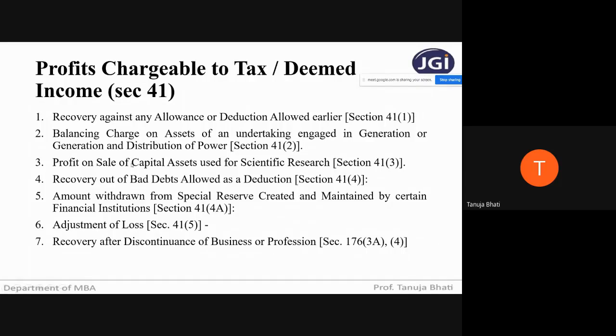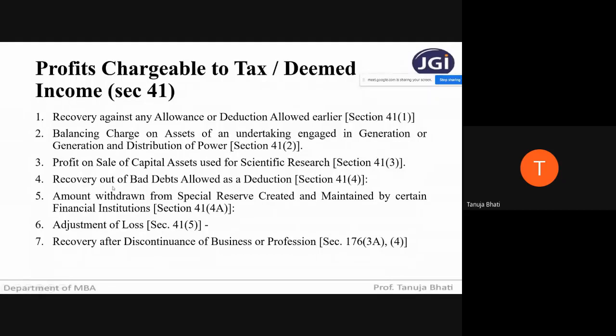Next, profit on sale of a capital asset used for scientific research. Suppose any capital asset which is used for scientific research is sold, but it should be used only for scientific research and not any other purposes, then whatever sale value you are getting, if it is exceeding the amount of expenditure that you have incurred on its purchase, then such excess will be chargeable to tax as business income, and it will be treated as your deemed income.